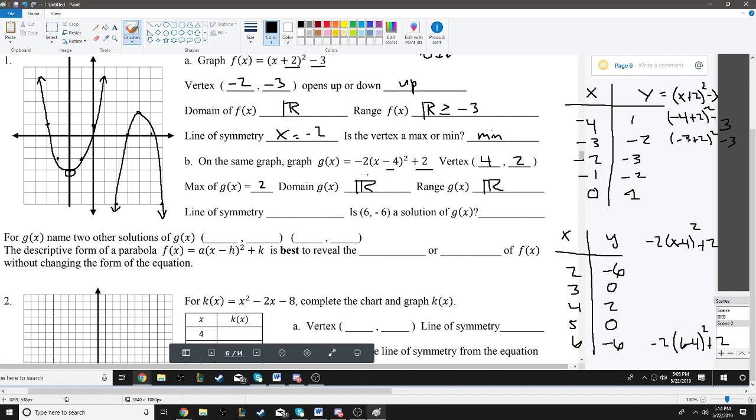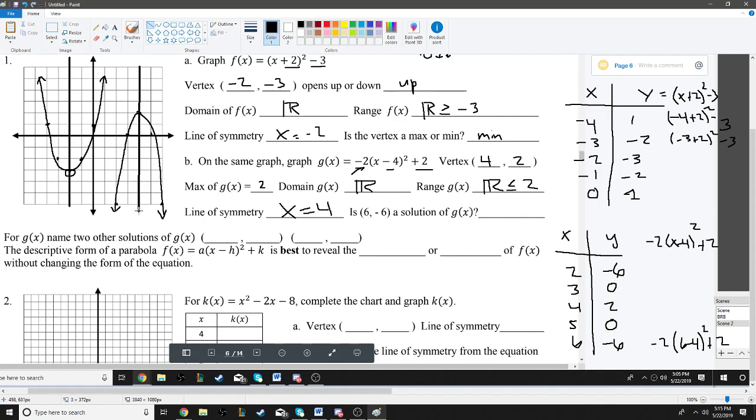And since this front number over here, the negative 2, is negative, that means it's going to be less than or equal to 2. Notice how all of the values of this function are below. That's why it's less than or equal to. The line of symmetry is going to be x equals 4. Again, the line of symmetry is the x value of our vertex.